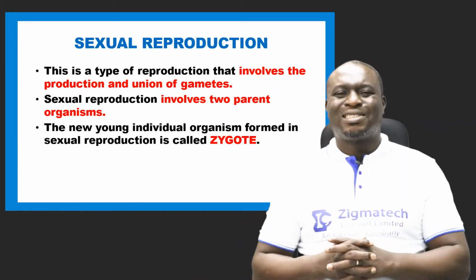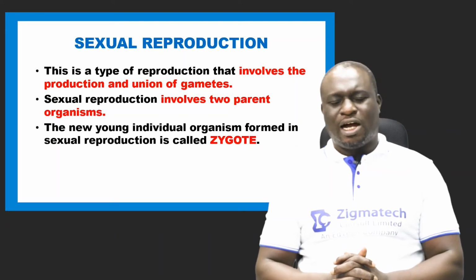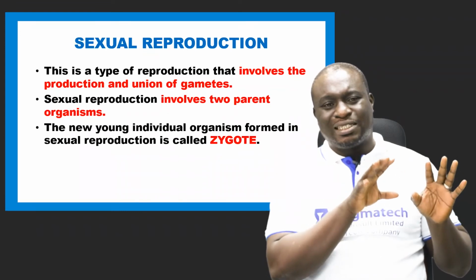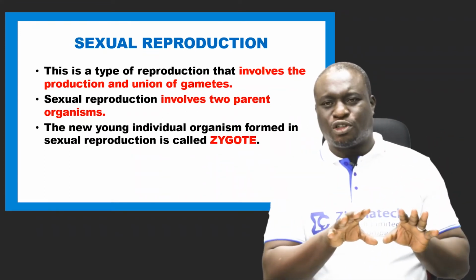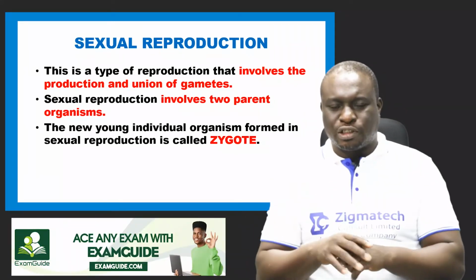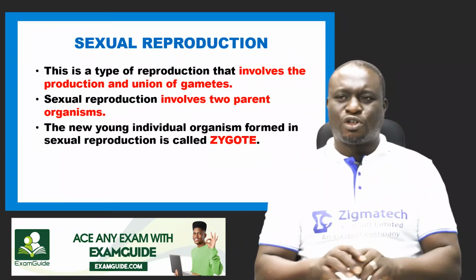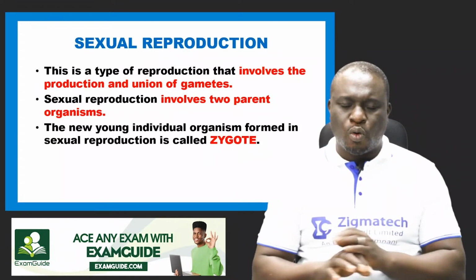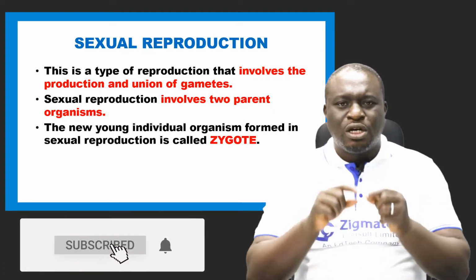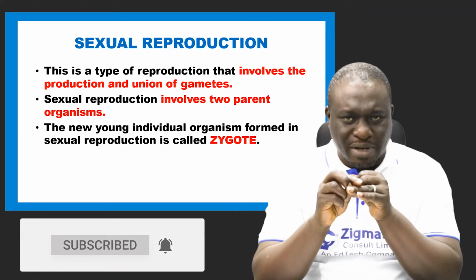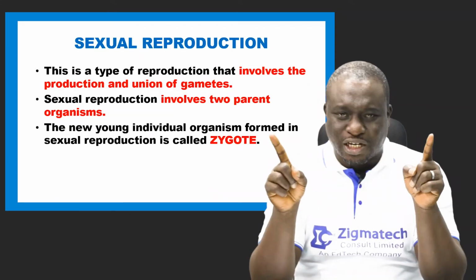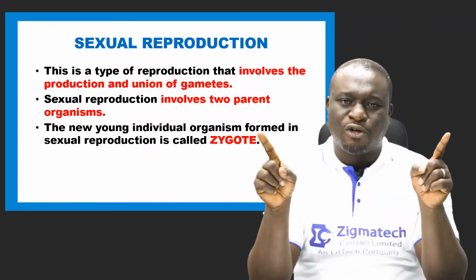Now, let's move to sexual reproduction. If you take note of what we said in terms of asexual reproduction, you can get differences between asexual reproduction and sexual reproduction as we're going to discuss now. Under sexual reproduction, these are things I want you to take note of. Number 1, sexual reproduction is a type of reproduction that involves the production and the union of gametes. In terms of asexual reproduction, we said it does not involve production or union of gametes.